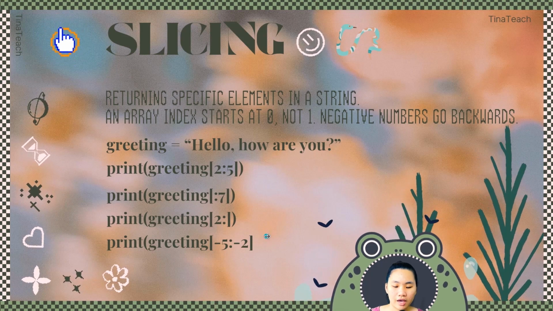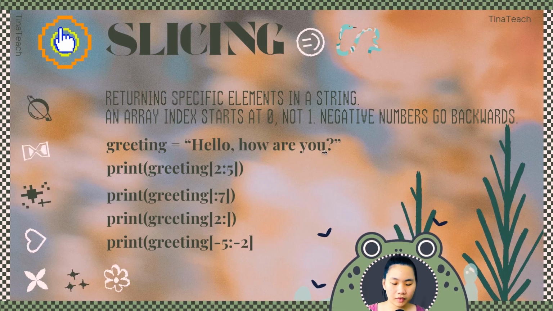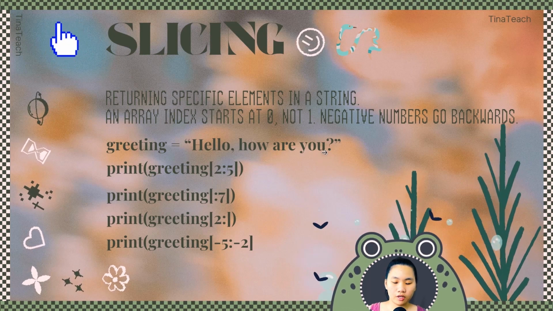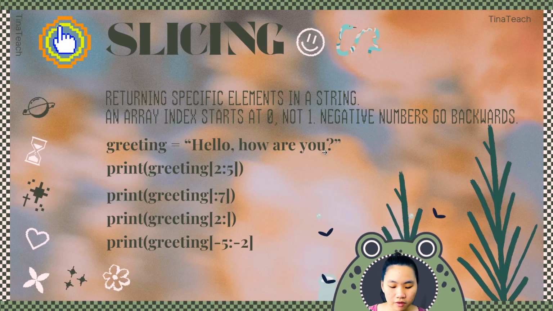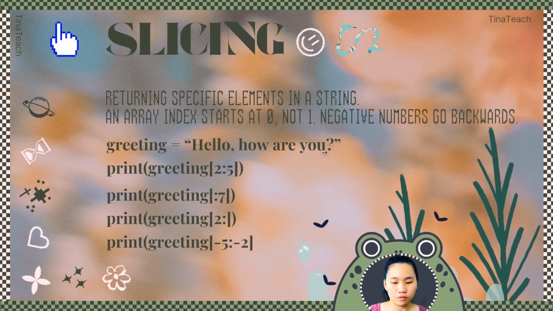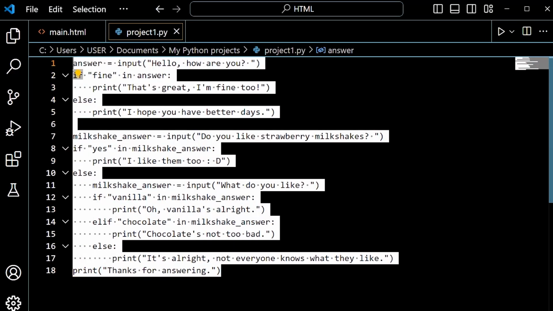And last but not least, we have negative indexing, negative 5 till negative 2. After I give you a bit of a demonstration, feel free to experiment with it. I'm sure it'll give you some interesting behavior. Now I'm gonna go to my Visual Studio Code, and I'm going to delete this.